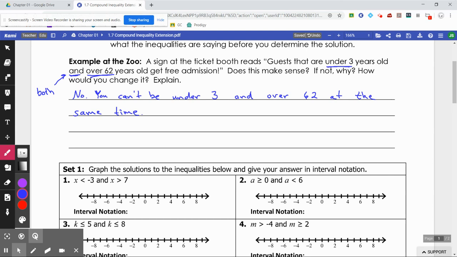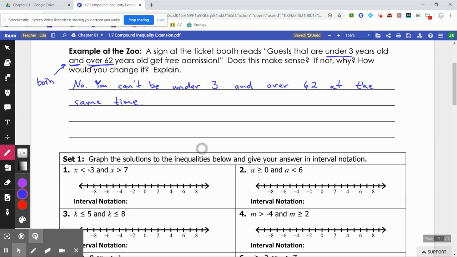Now, how would we change it? We could very easily change this to where instead of the word and, we should have used the word or, because actually either statement, if you're under 3 years old or if you're over 62 years old, then you're going to get free admission. So that's how we could change it. We could just change and to or, and that would have fixed the problem.